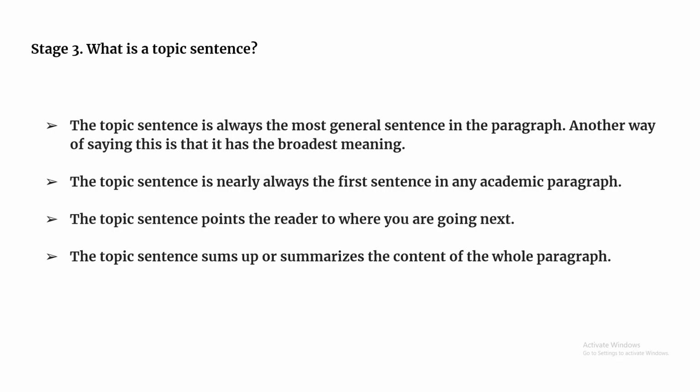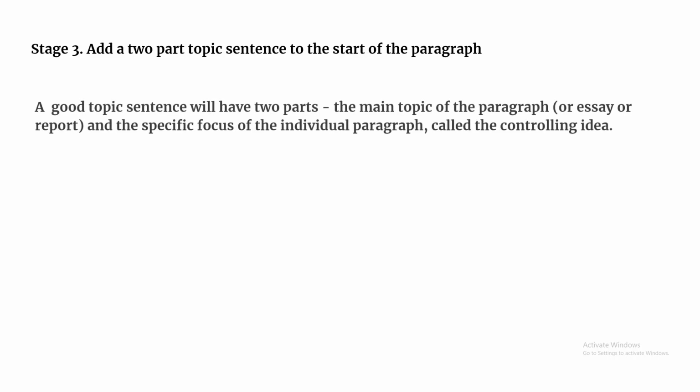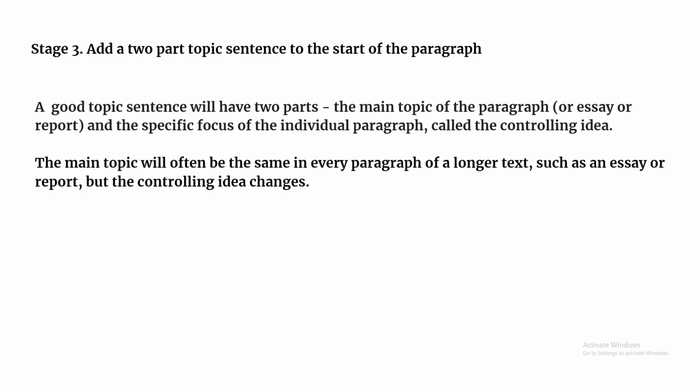Okay, so let's have a look at the two-part topic sentence in a little bit more detail. A good topic sentence will have two parts: the main topic of the paragraph, or essay, or report, and the specific focus of the individual paragraph. This is called the controlling idea. The main topic will often be the same in every paragraph of a longer text, such as an essay or report, but the controlling idea will change in every paragraph of the report or essay.